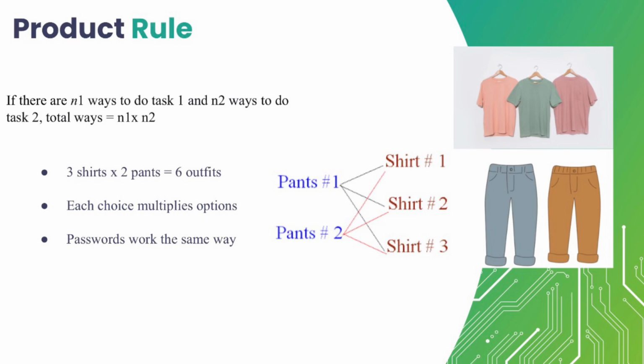So to put this into an example, if you have 3 shirts and 2 pairs of pants, how many outfits could you possibly make? All you have to do is multiply 3 times 2 to give you 6 outfits, because for each shirt, you can pair it with every pair of pants. And passwords work the same way. Each character in a password is a choice, and we multiply the number of choices for each position.